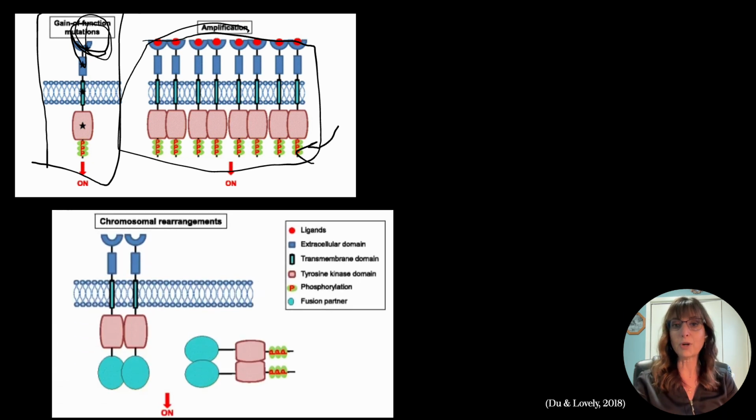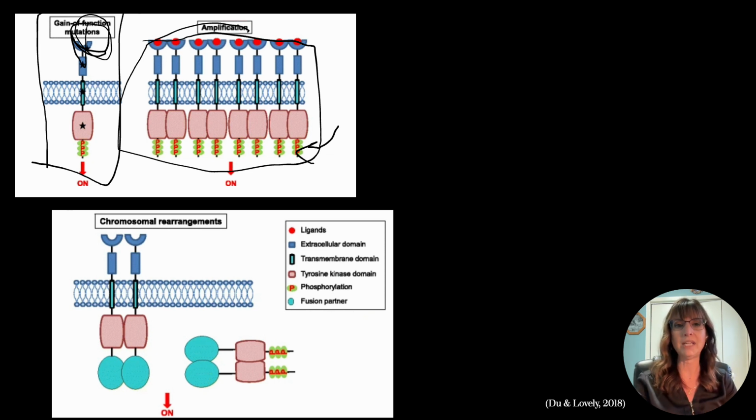Then we have the chromosomal rearrangement. And this can create brand new novel tyrosine kinase fusion oncoproteins. And this is actually what happens in the Philadelphia chromosome, where part of chromosome 9 is attached to chromosome 22. And this mutation is what leads to chronic myelogenous leukemia.